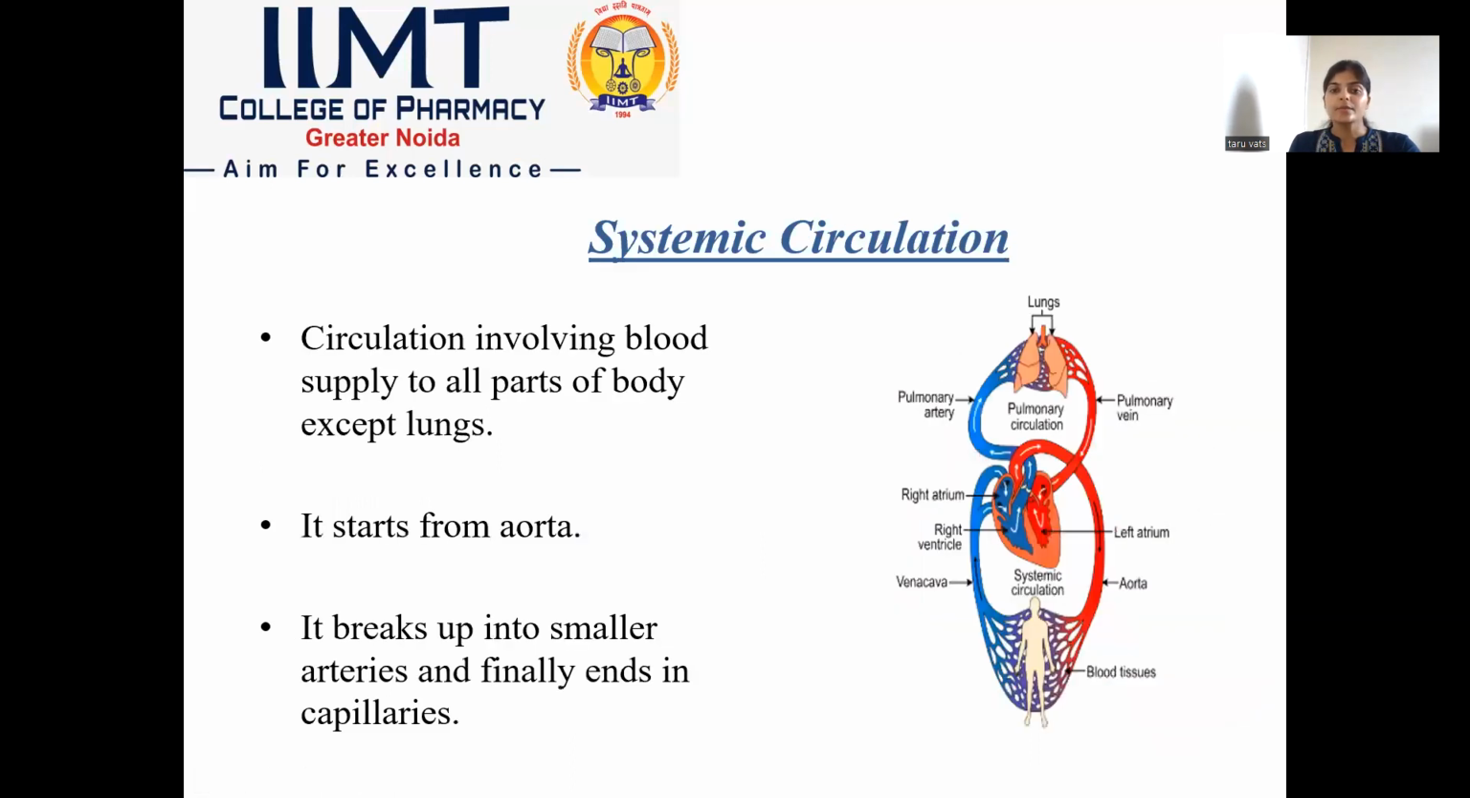Moving to the next slide, systemic circulation, which is a part of blood circulation. So, this circulation involves blood supply to all parts of body except lungs. And it starts from aorta, which I already discussed in previous slides that it supplies oxygenated blood to all parts of the body. So aorta breaks up into smaller arteries and finally ends in capillaries.